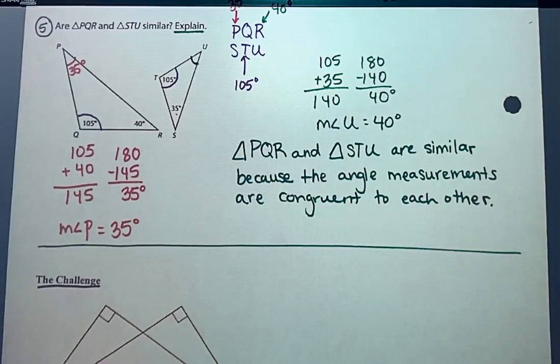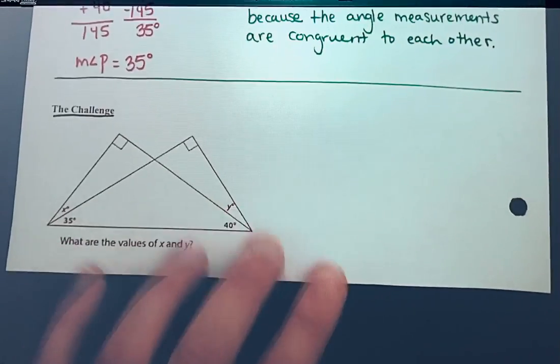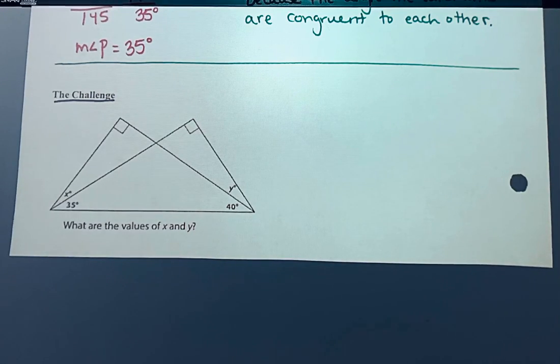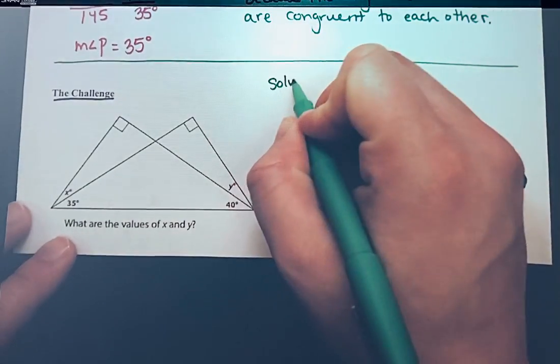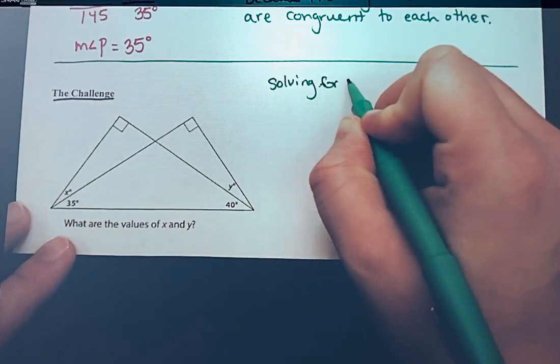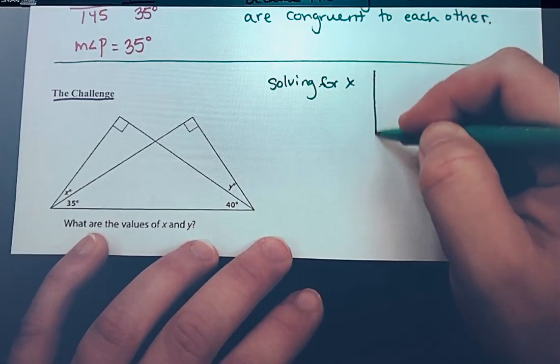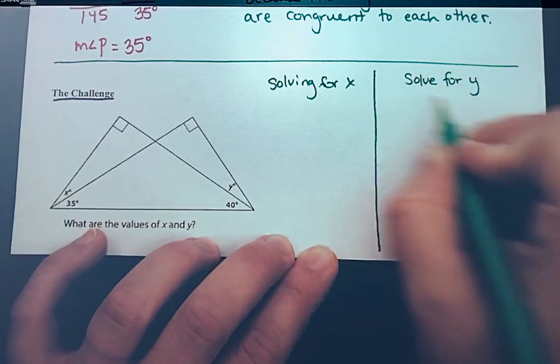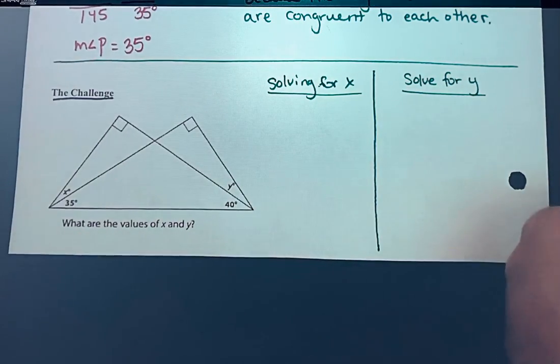Now, this last problem is a challenge problem, meaning it's a little bit tougher than what you'd see on one of my quizzes or maybe even the LEAP test. But it is something very good to discuss and think about. So it wants us to find the values of x and the values of y. So we have to do two separate problems here. So we're going to separate this by, say, solving for x here. So we'll solve for x first. And then on this side, we'll solve for y. Just so we can distinguish which problem is which.